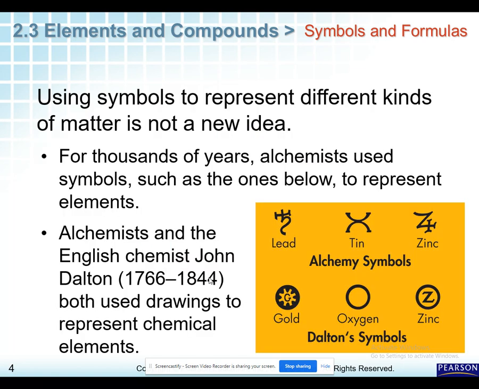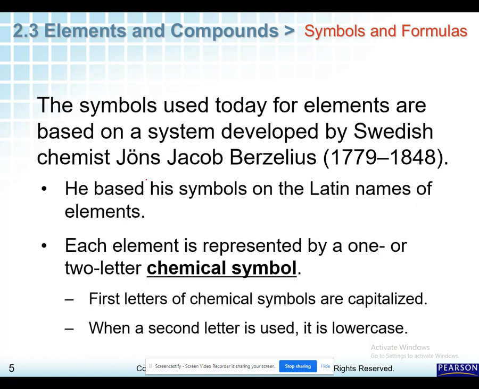So using symbols isn't actually a new idea. For thousands of years, we have used symbols such as, for example, this little doodly thing for lead, tin, and zinc. Even famous scientists like John Dalton, and we're going to talk about him later on, used drawings to represent different elements. Thankfully, we don't have to memorize all those drawings because a guy named John Jacob Berzelius, I can't pronounce that, came along and decided he was going to give elements symbols, or in other words, letters, based on their Latin names.